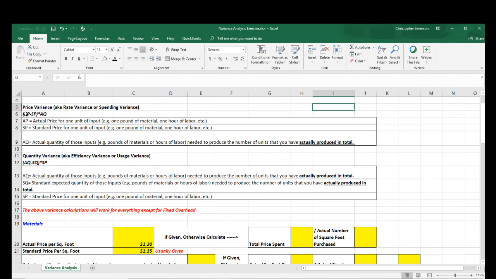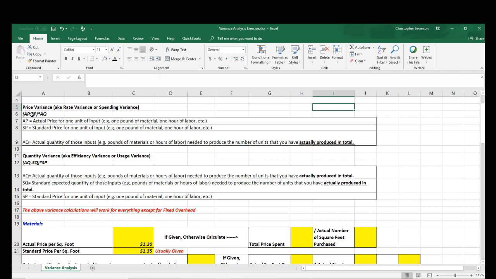Now, the difference in the two prices has to be multiplied by some sort of quantity for this to become an overall variance. It's the actual quantity that's used. Now, the actual quantity in this case is not just for 1 unit. It's the quantity of those inputs for all of the units you've actually produced in total. So how many square feet did we actually use for our entire production? Not just to produce one unit, the entire production. And keep in mind it's actual quantity.